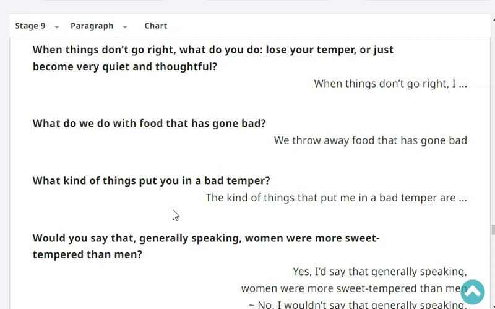What do we do with food that has gone bad? We throw away food that has gone bad. Very good.